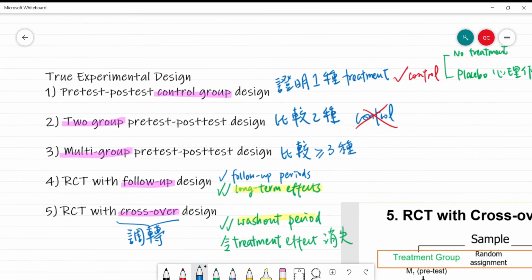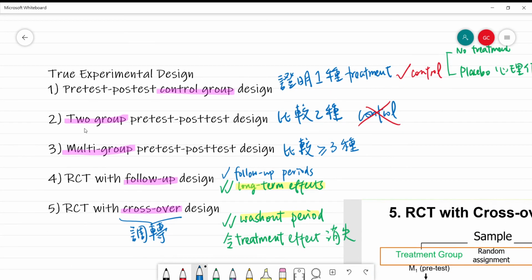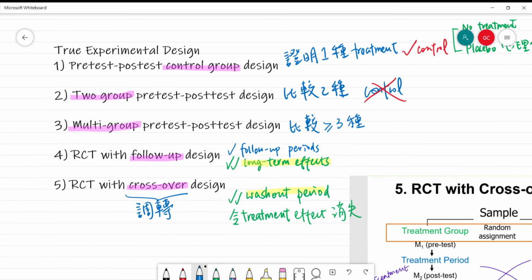So the second one is the two-group pre-test post-test design, which is the comparison of two treatments, and there's no control group. And the third one is the multi-group pre-test post-test design, and obviously it is the comparison between three or more treatments.